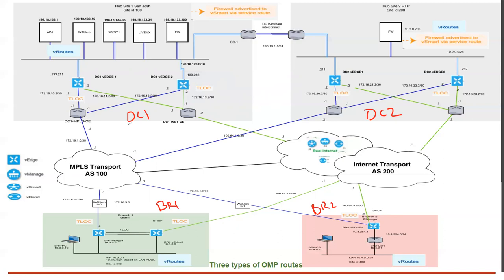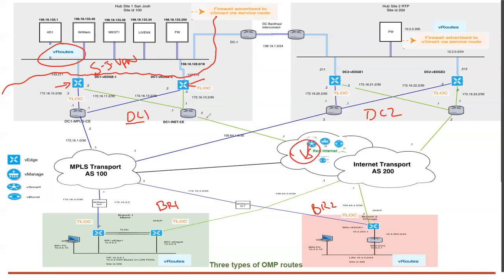Now, if you see inside DC1, these edge devices, I have edge 1 and edge 2 here. So whatever routes are coming from either the LAN side or maybe some other VPN side, more precisely the service side VPN, those routes are nothing but Viptela routes or OMP routes.